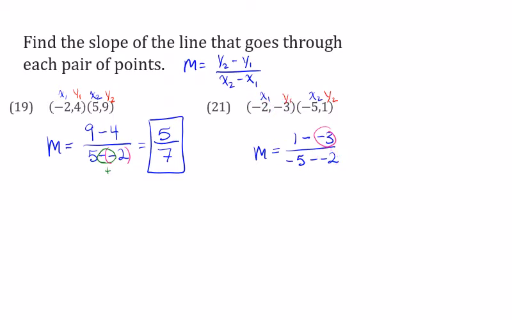All right. So negative turns into a positive in both those situations, and so on top we have 1 plus 3, which is 4. On the bottom we have negative 5 plus 2, which is negative 3. You can write that like that, or you can write it like this. So negative 4/3, and that's our final answer there. All right, so pretty straightforward. Let's see some more.